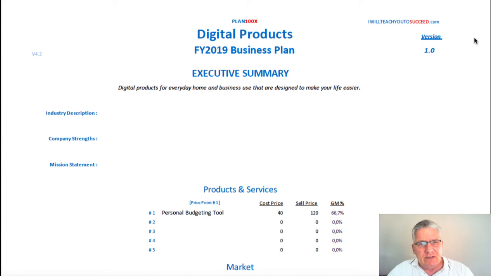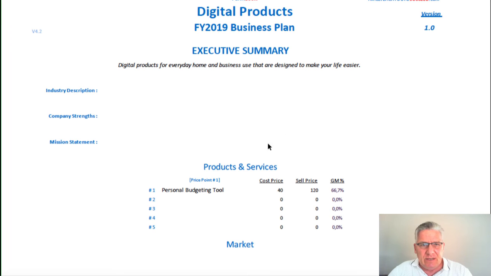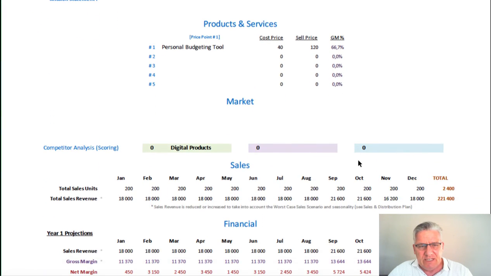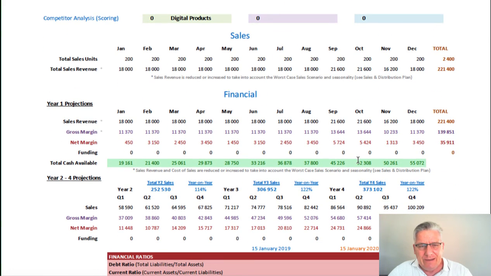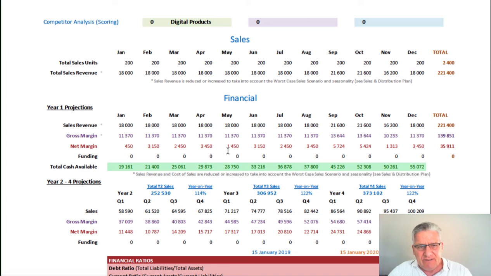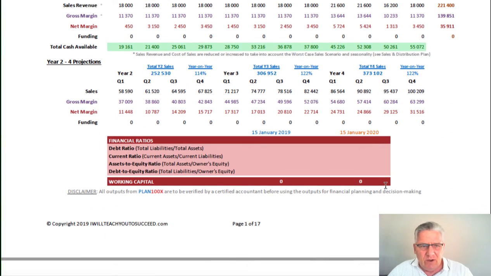So what I'm going to do now is just walk you through the PDF printout of the PLAN100X business planning tool. And this is the executive summary, and you can see, as I said before, a lot of the information is not populated in the executive summary because that's not what we did in this quick start. But there certainly are sales numbers in, financial numbers in, and years 2, 3, and 4. And you can just see how quickly we got to those numbers.